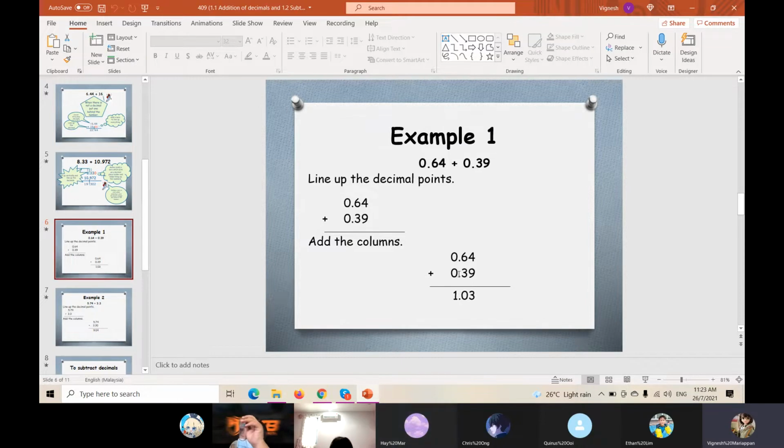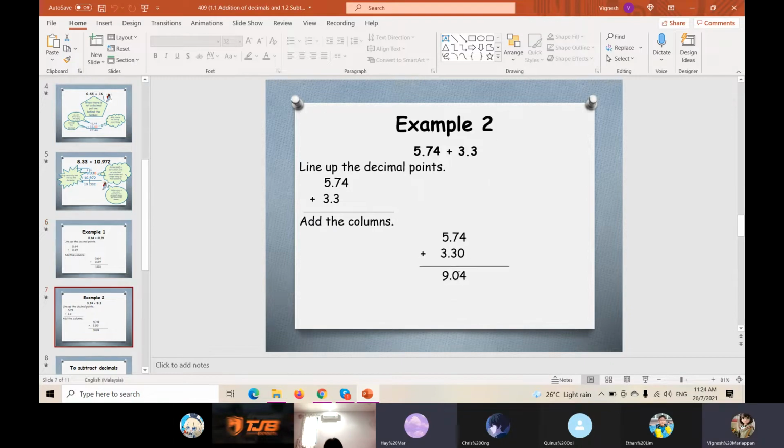Very good. And then 4 plus 9 is 13. So put 3 and take 1 on the top. So 6 plus 1 is 7 and 7 plus 3 is 10. Put 0 and take 1 away. So it's 1.03. Very good. Okay. Example number 2.